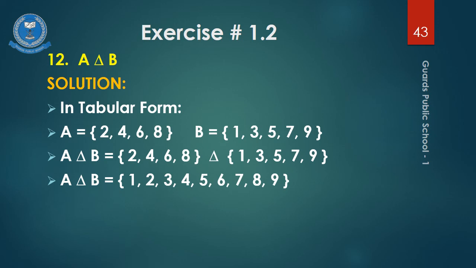Finally, instead of writing 2, 4, 6, 8 and then 1, 3, 5, 7, 9, it is better to write the numbers in sequence so that you will not miss any number. I am writing A symmetric difference B is equal to 1, 2, 3, 4, 5, 6, 7, 8, 9, and these are the positive integers less than 10 and it is the universal set. So in the answer I am writing A symmetric difference B is equal to capital U, which means it is a universal set, and it is the required answer.